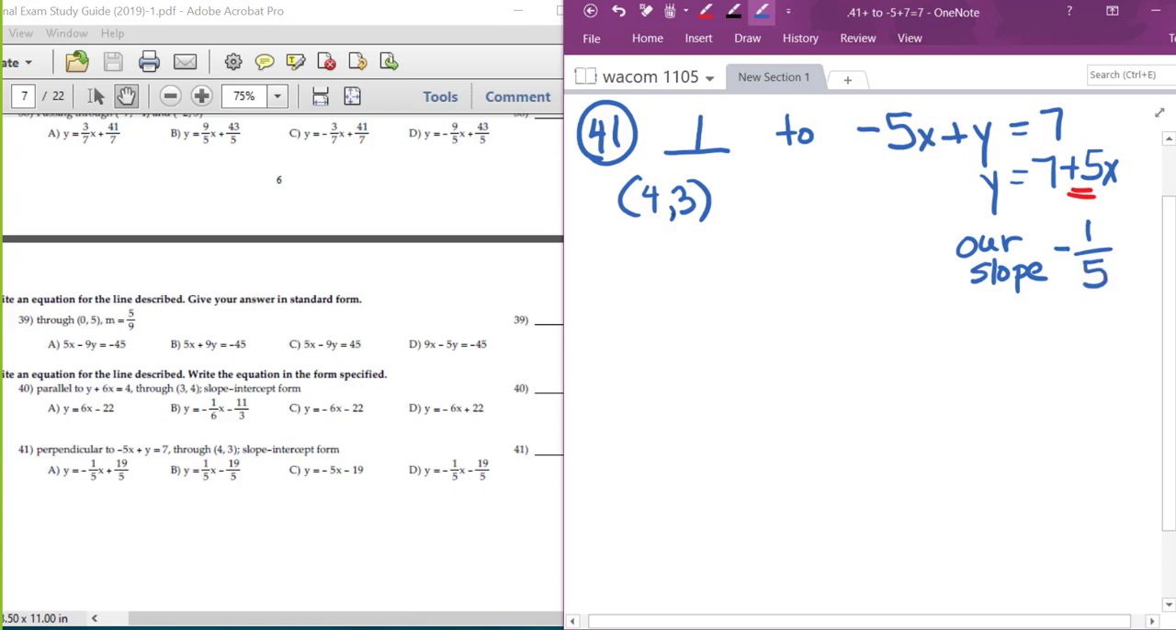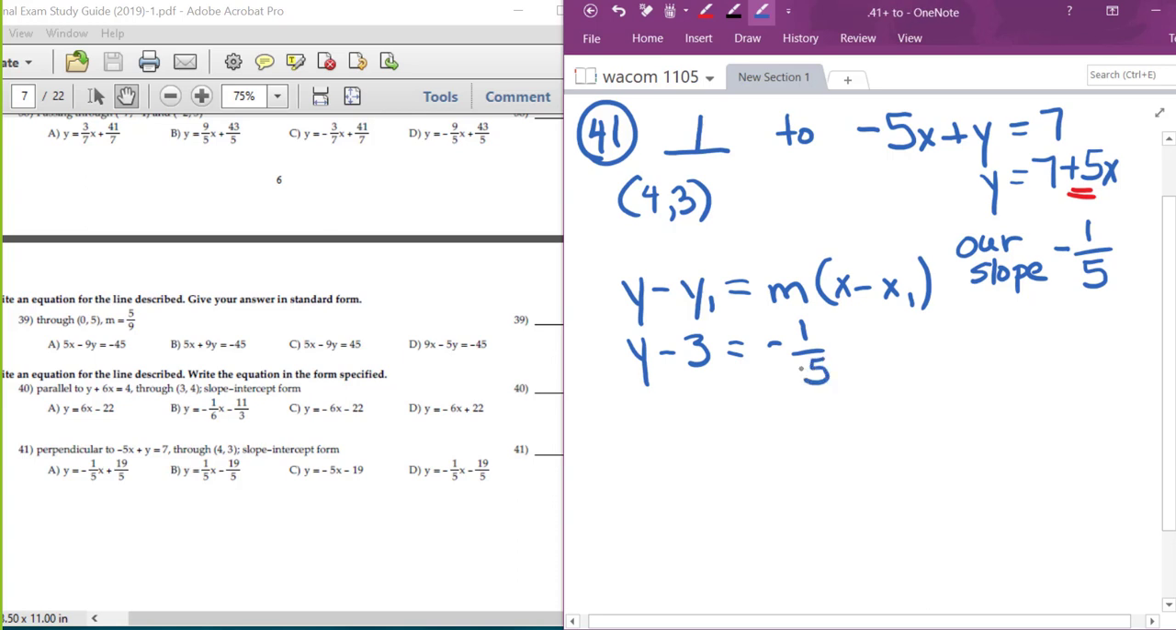So this is our slope, and we have a point. So y minus y1 equals m times x minus x1. So this will be x1, y1. So this will be y minus 3 equals negative 1/5 times x minus 4. Clear your 5 out, so we don't want the fractions. 5y minus 15. You still have the negative here to distribute, equals negative x plus 4.